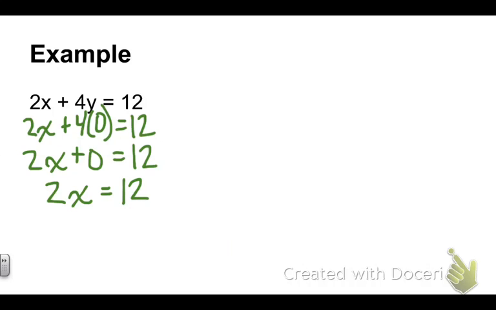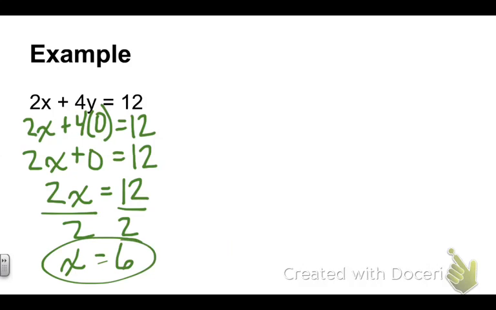Now, honestly, did I need to do all that work? No. If I plug in 0 for y, 0 times anything is 0. That pretty much just goes away. That goes away. And then we can solve for x. So guess what? Our x-intercept is 6. Now we need to solve for y.